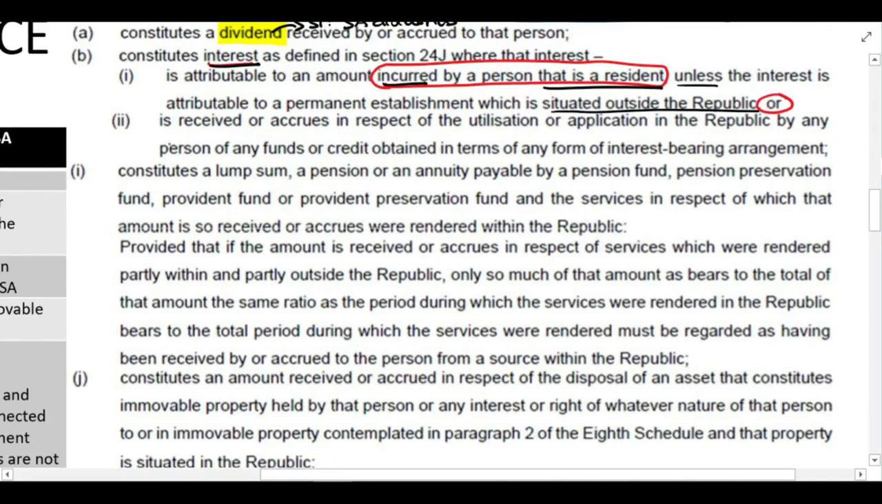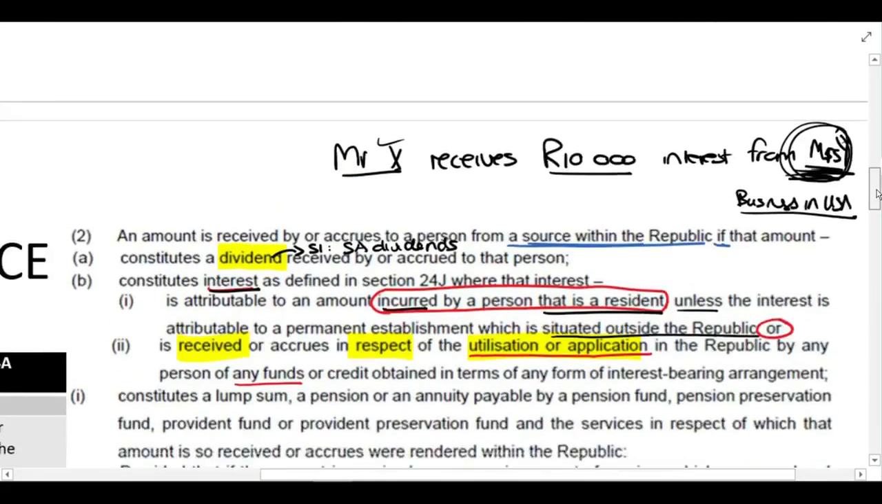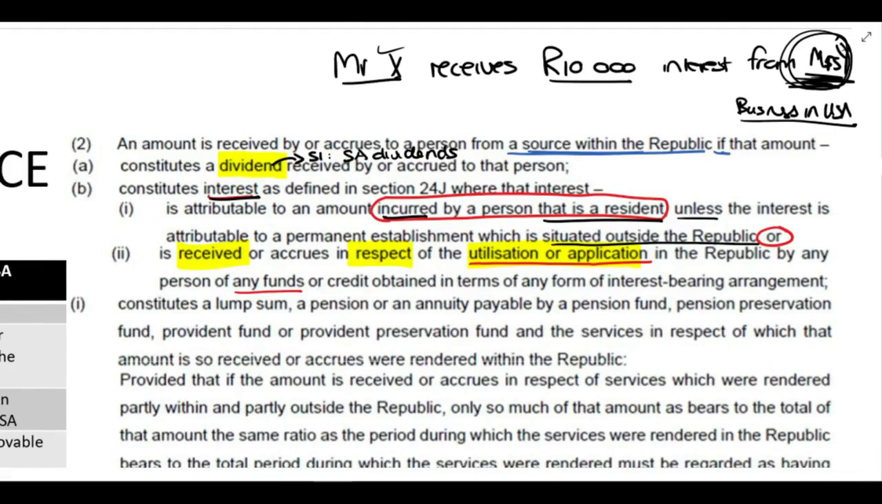Or it is received or accrued in respect of the utilization or application in the Republic by any person of any funds or credit in terms of any form of interest. So what do they say? It is received in respect of the utilization or application in the Republic. So what that means is, Mr. X receives 10,000 rands interest from Mrs. Y, like I said. So if Mrs. Y, she could be a resident or a non-resident. Let's say for now she's a non-resident, just to make it so.